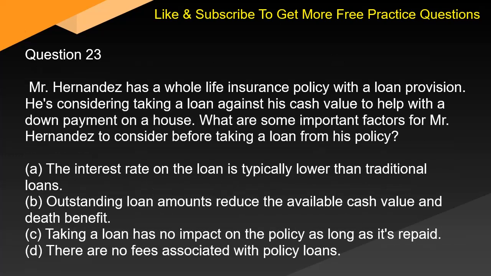Question 23. Mr. Hernandez has a whole life insurance policy with a loan provision. He's considering taking a loan against his cash value to help with a down payment on a house. What are some important factors for Mr. Hernandez to consider before taking a loan from his policy? A. The interest rate on the loan is typically lower than traditional loans. B. Outstanding loan amounts reduce the available cash value and death benefit. C. Taking a loan has no impact on the policy as long as it's repaid. D. There are no fees associated with policy loans.